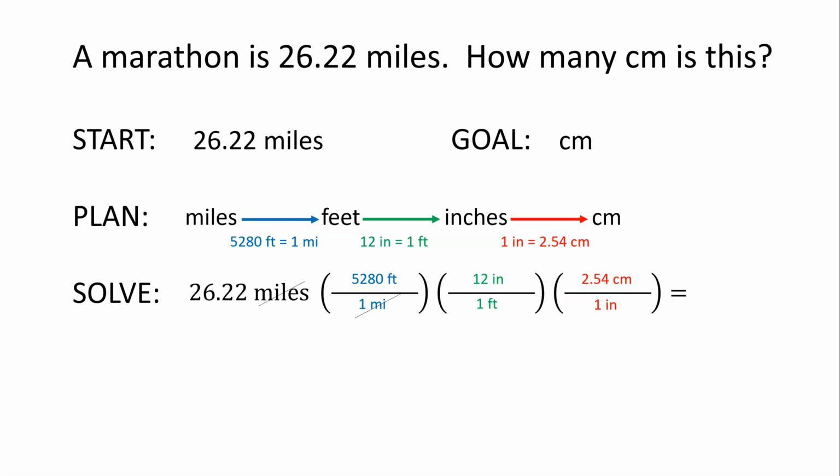So we can see how the miles cancel. It's in the numerator initially. It doesn't look like it. There really isn't a denominator there, but you can think of it as being over 1.